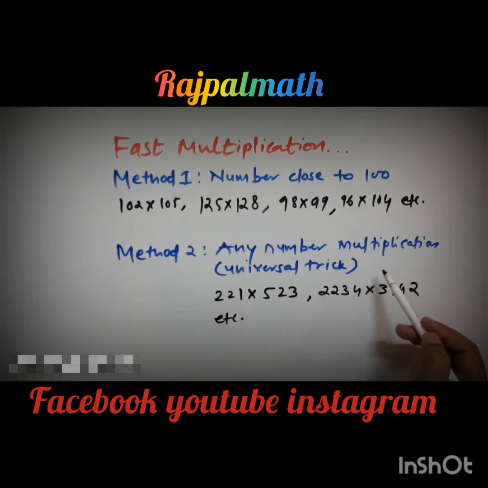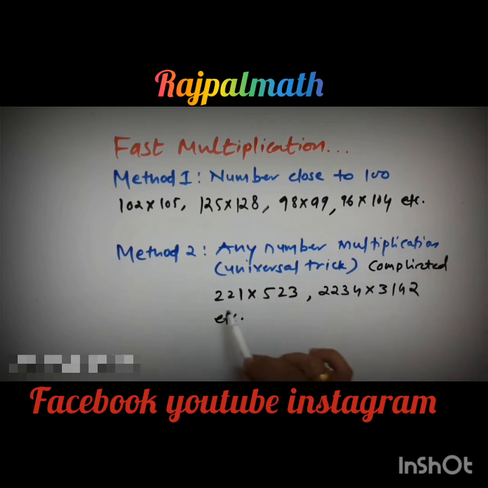You should apply this method when the nature of the numbers is complicated. For example, 221 into 523, 2234 into 3142. So multiplication of such numbers you can perform with method 2. So let's get started with our method 1.